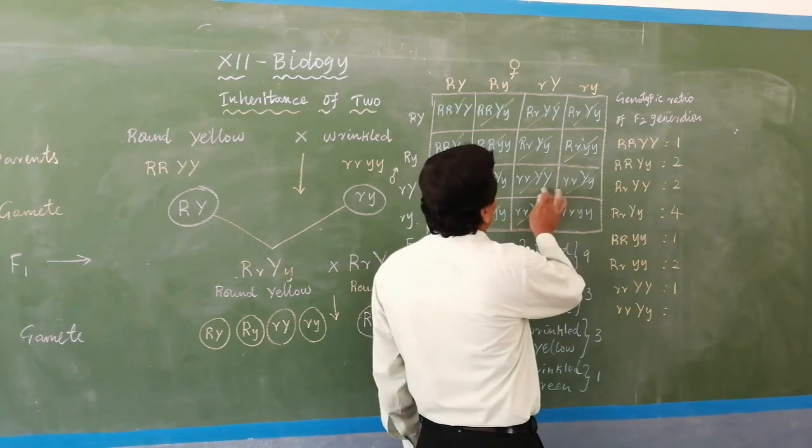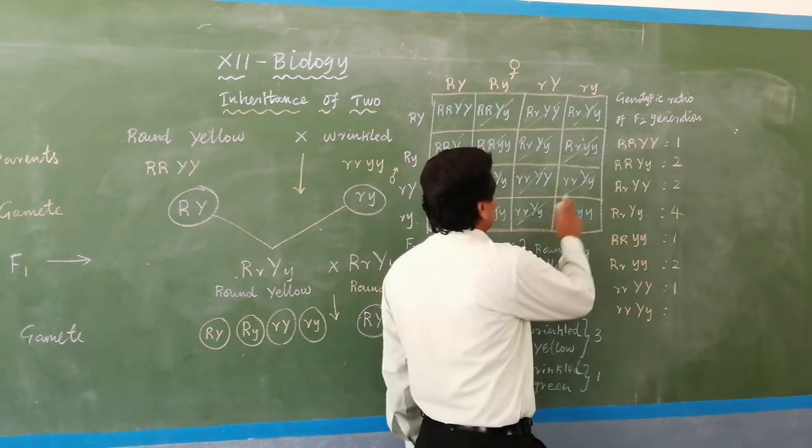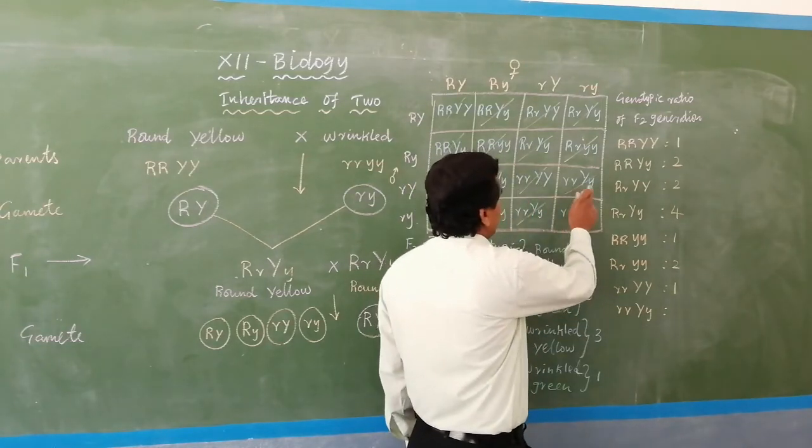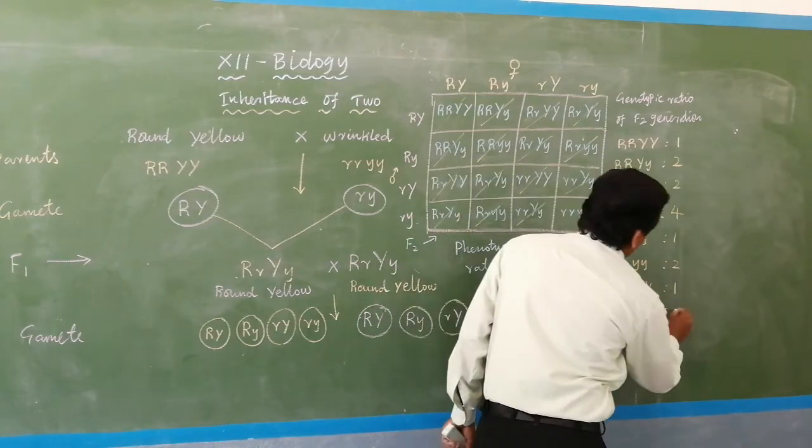The same means homozygous, the different means heterozygous. So, the same genotypically, genetic wise, letter wise the same. So, how many means? Only 2.